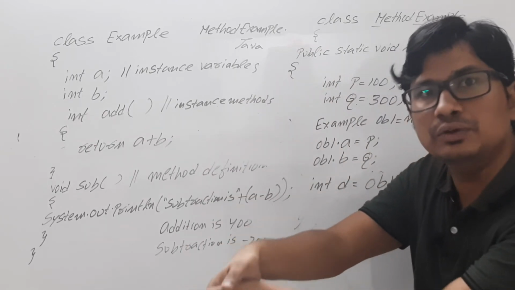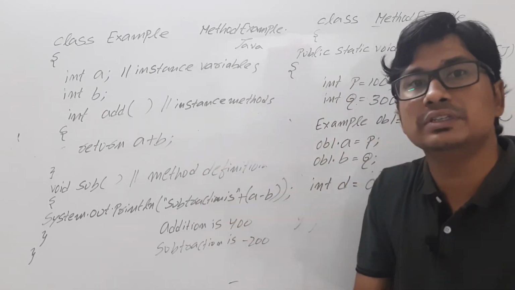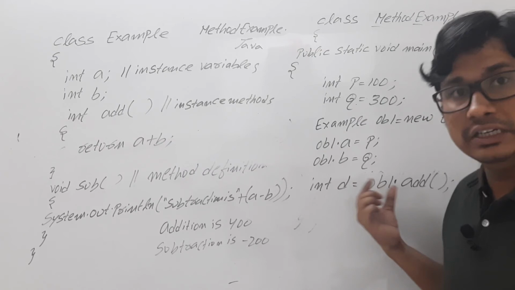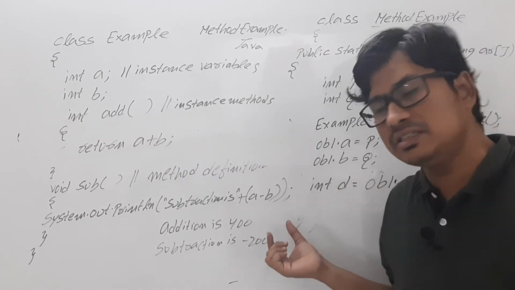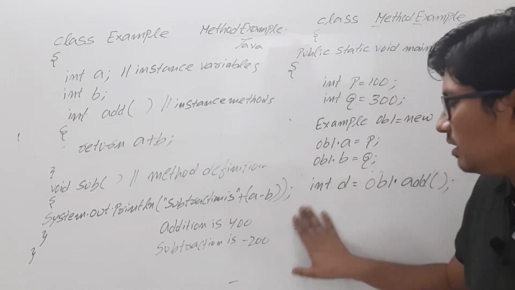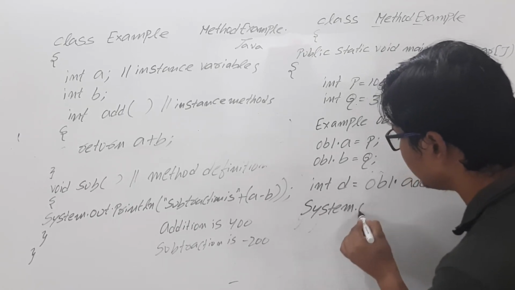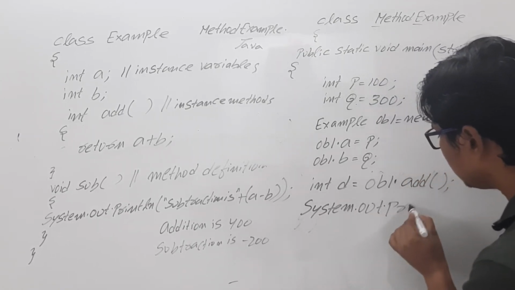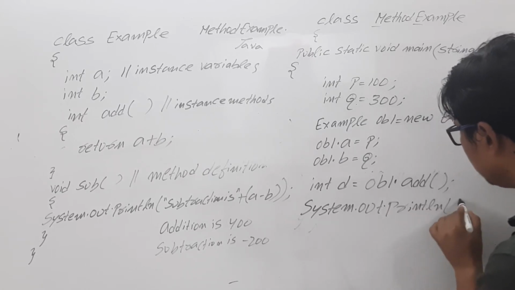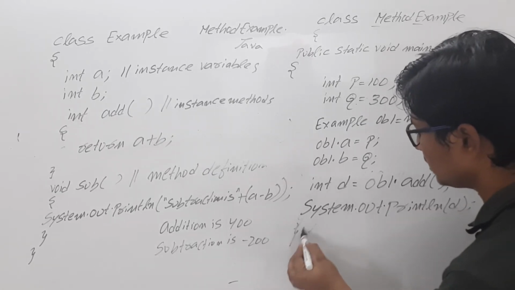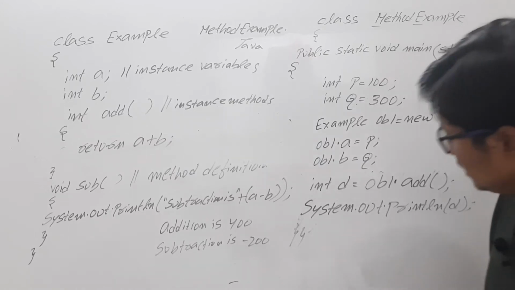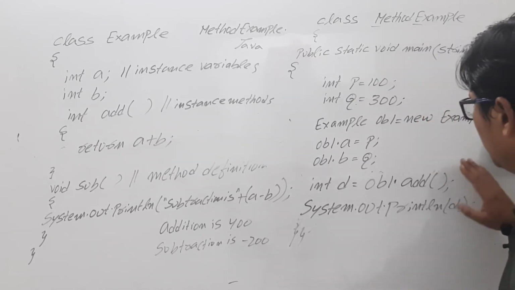That integer value you need to store somewhere. An integer value you can store in an integer variable. So that's why I have written int d. Here you can display it using system.out.println d. Then whatever it is returning, it will display here. Is it clear?